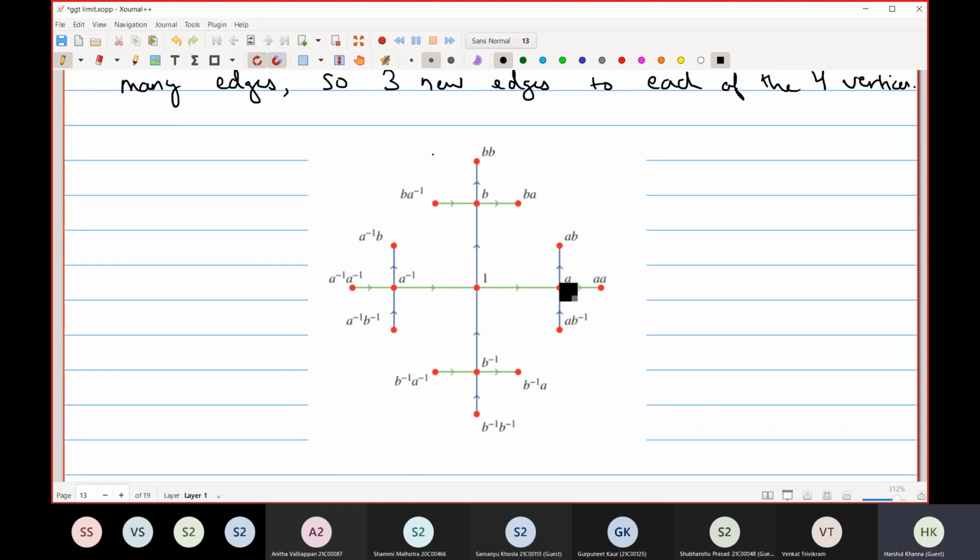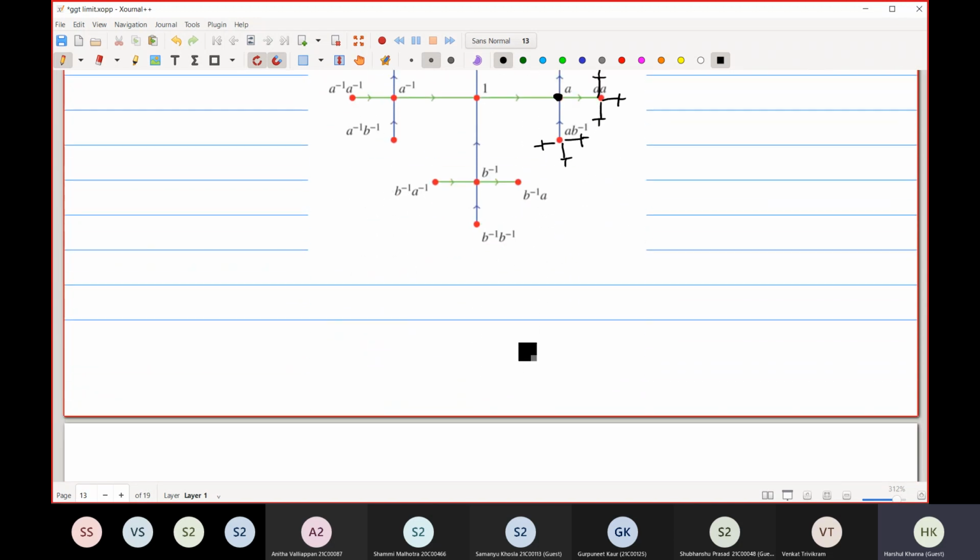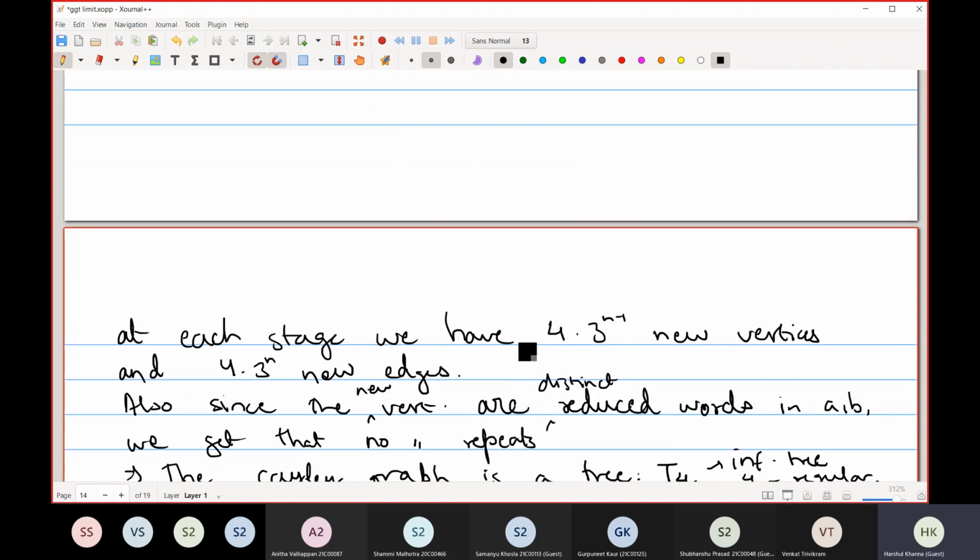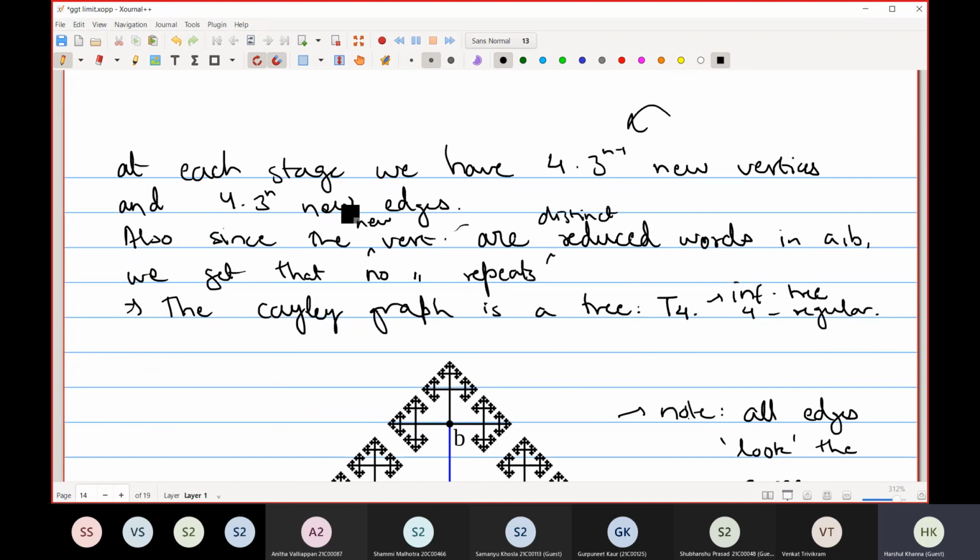So that's how it looks. For example, this was A. We added three new vertices to it, and again you get these three, and you will add like this, and so on. And then to this you will add this, this, this, and again to your vertices you will add, and go on adding. And what's the general procedure? We can just say that at each stage you have 4 times 3 to the power n minus 1 new vertices and 4 times 3 to the power n new edges.